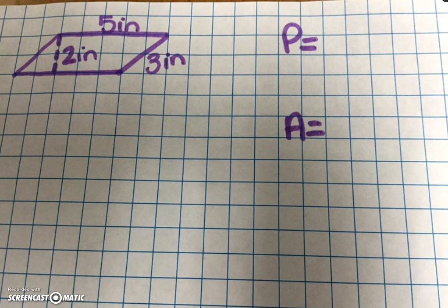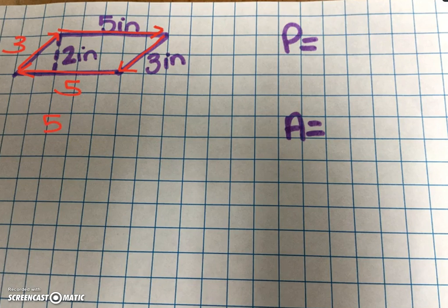This time let's look at a parallelogram. A parallelogram looks kind of like a slanted rectangle. But when we deal with perimeter, we're still talking about the outside, but we're always given this number on the inside. Since that is not part of the perimeter, I have to be very careful not to use it in my perimeter. So the perimeter is 5 inches, 3 inches, another 5, and another 3.